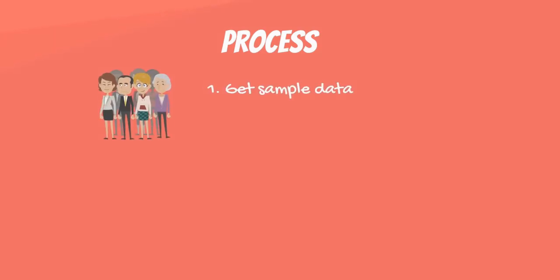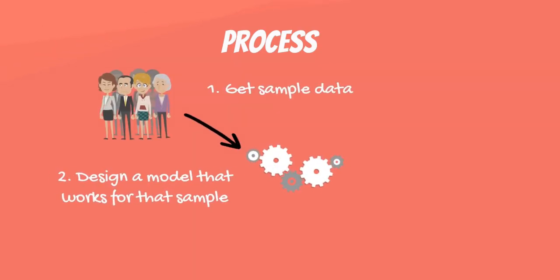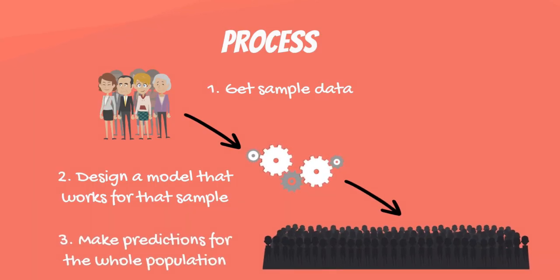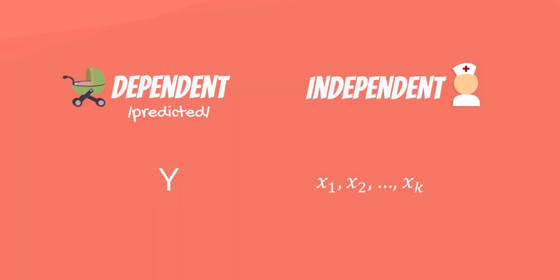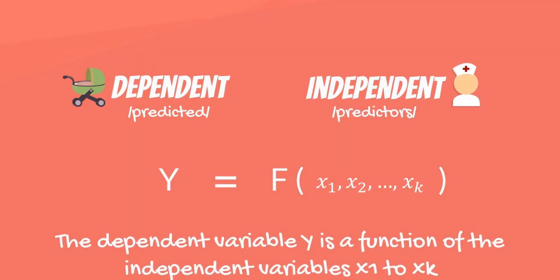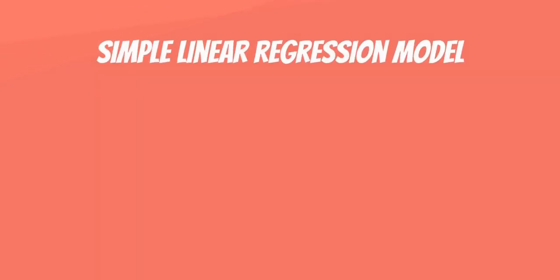The process goes like this. You get sample data, design a model that explains the data, and then make predictions for the whole population based on the model you've developed. There is a dependent variable, labeled y, being predicted, and independent variables, labeled x1, x2, and so forth. These are the predictors. Y is a function of the x variables, and the regression model is a linear approximation of this function. The easiest regression model is the simple linear regression.